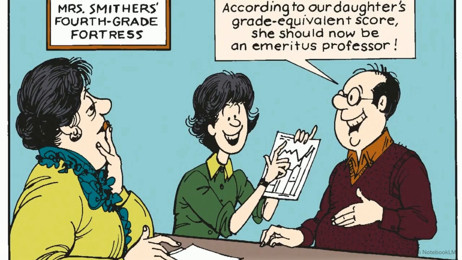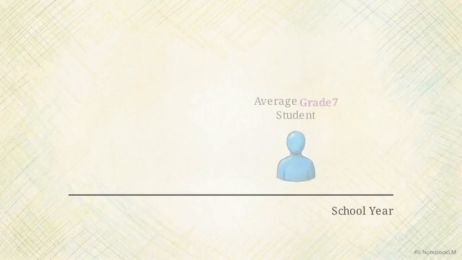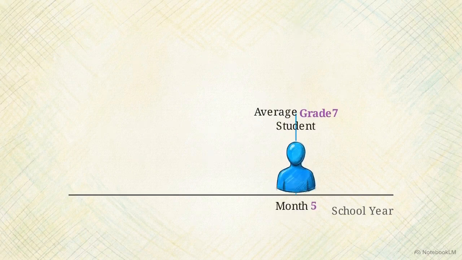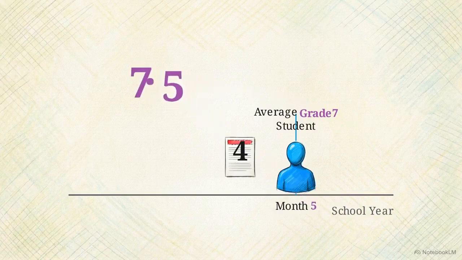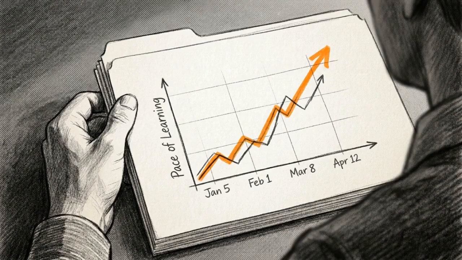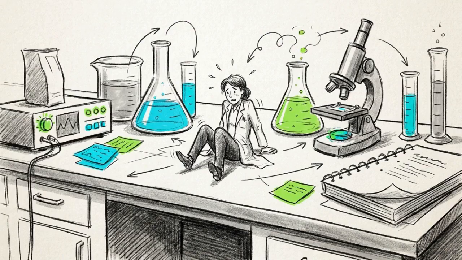This interpolation leads to the emeritus professor fallacy, where parents see a high grade equivalent score and demand their child skip grades. But a 4th grader scoring a 7.5 hasn't mastered 7th grade math. Their test contained absolutely no 7th grade mathematical concepts. A 7.5 simply estimates how an average 7th grader in the 5th month of the school year might have performed if they were forced to sit down and take a 4th grade test. Grade equivalents measure a student's current developmental velocity relative to their peers. They estimate speed. Using them to dictate absolute academic placement is statistically baseless and structurally dangerous.